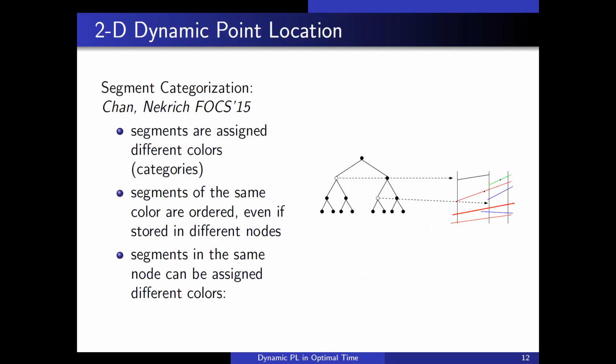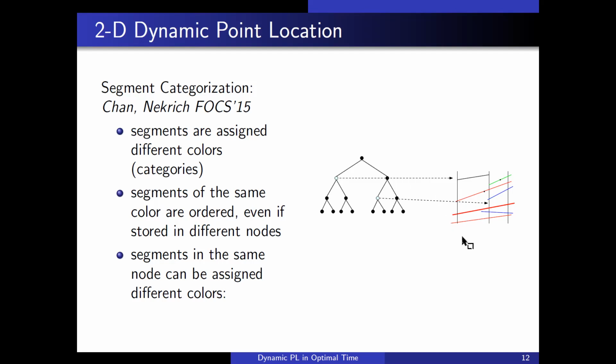The next improvement to this scheme was achieved in the paper by Chan and Nekrich in 2015. The main idea of their paper is to assign different categories or different colors to segments. And this can be done in such a way. So here you see there's some green segments, red and blue segments. And this can be done in such a way that segments of the same color, like red segments here, are ordered even if they're stored in different nodes.